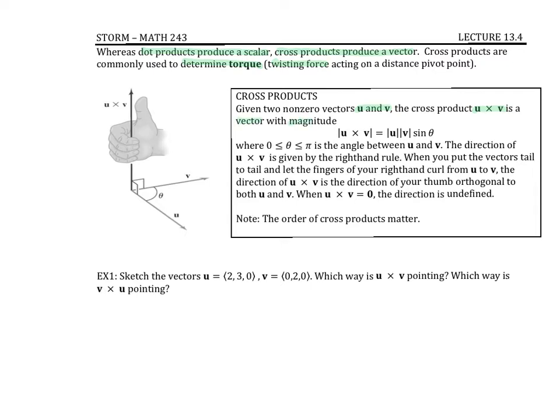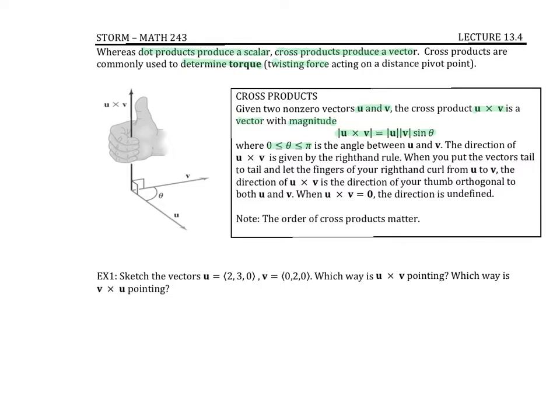To compute its magnitude, the magnitude of u cross v is equal to the magnitude of u times the magnitude of v times sine of theta. Here theta is between 0 and pi. It's the angle between u and v. So this vector is going to have a direction.